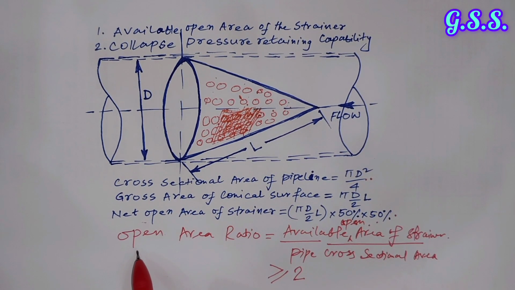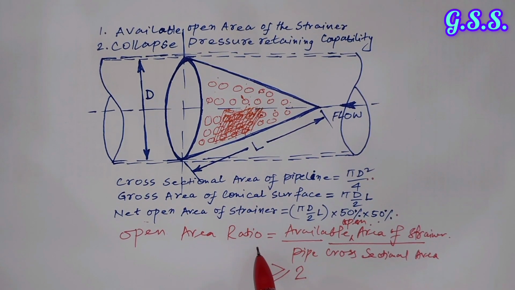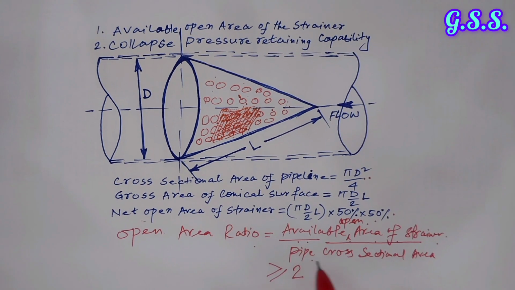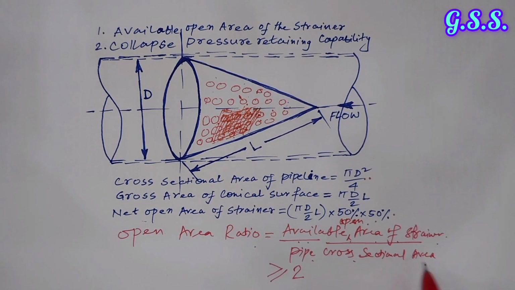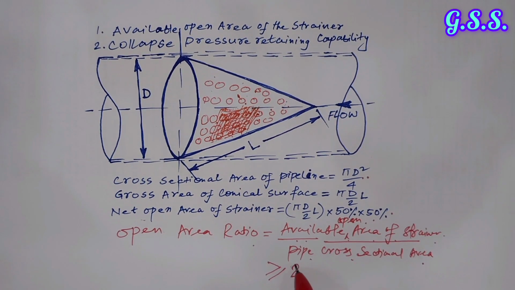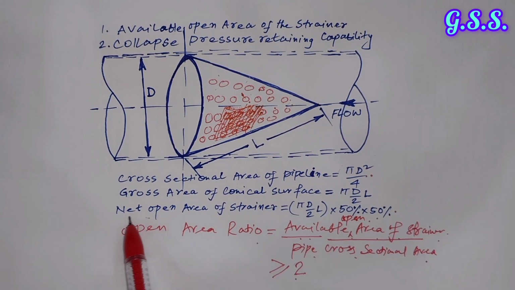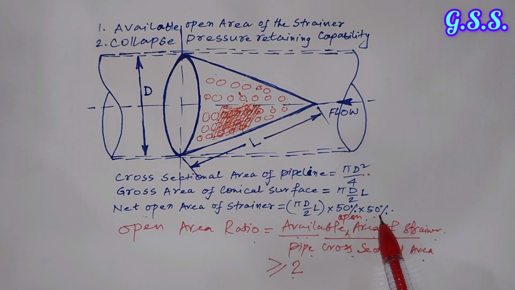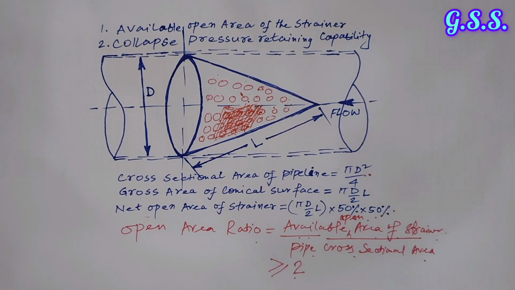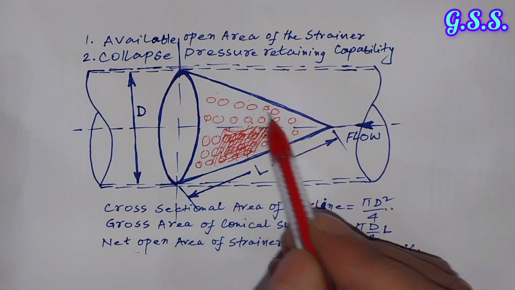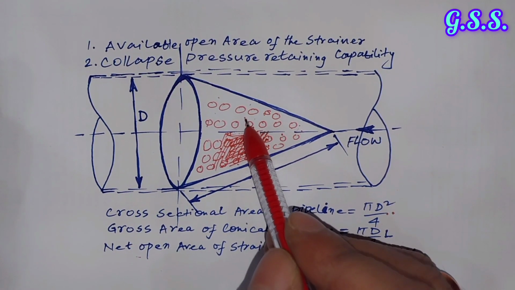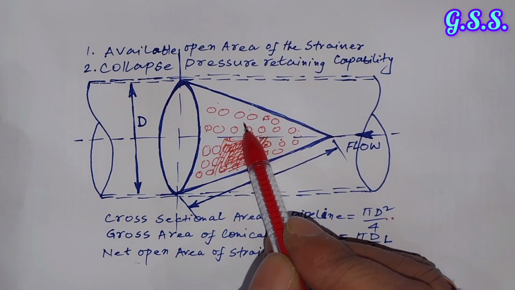Now for a strainer, the open area ratio means the available open area of the strainer divided by the pipe cross-sectional area, and the open area ratio should always be greater than or equal to 2. That means the net open area of the strainer should be minimum 2 times the pipe cross-sectional area. And this perforated sheet is of stainless steel, and the thickness of this perforated sheet is usually 2 millimeter.